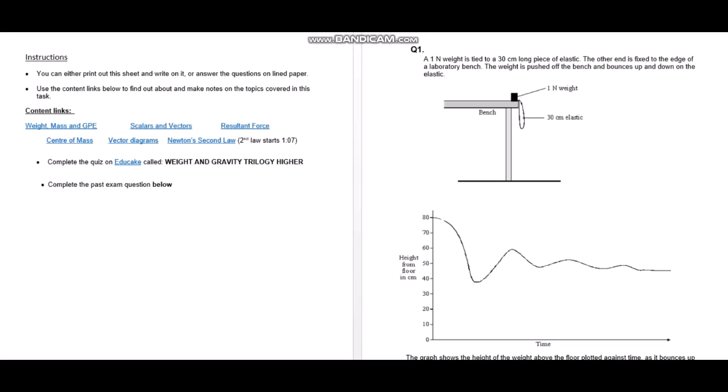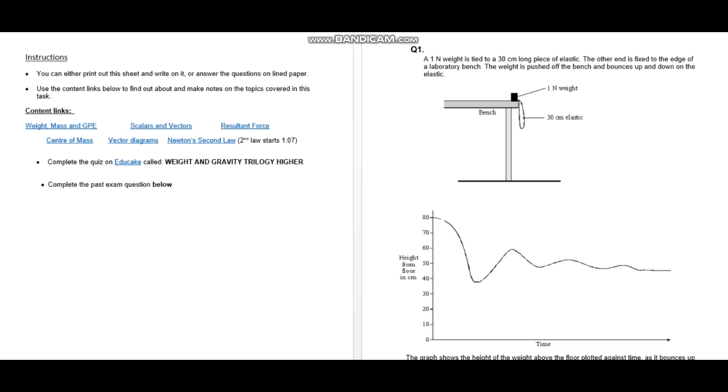Welcome to the model answers for the weight and gravity trilogy and triple higher exam questions. Question 1. So we have a 1 Newton weight which is tied to a 30 centimetre long piece of elastic. The other end is fixed to the edge of the table or the bench, and the weight is then pushed off and then bounces up and down on the elastic.